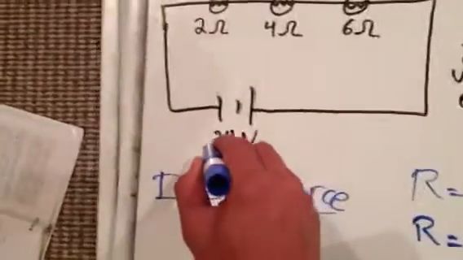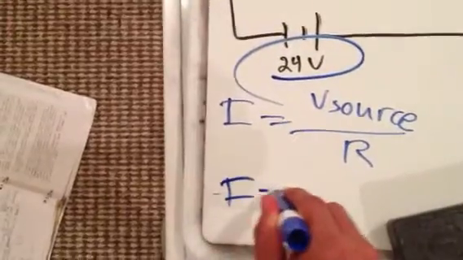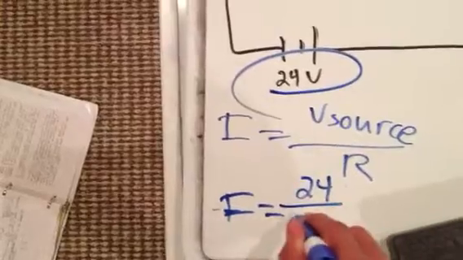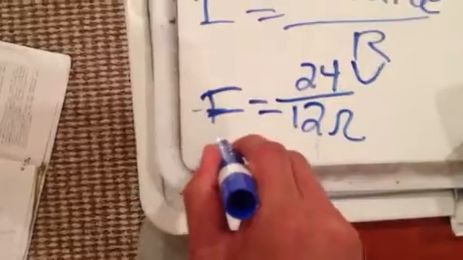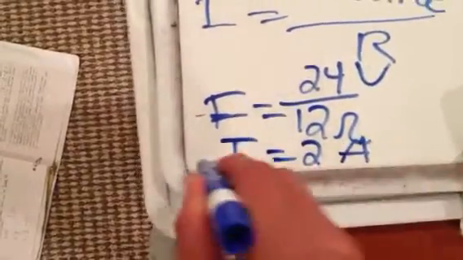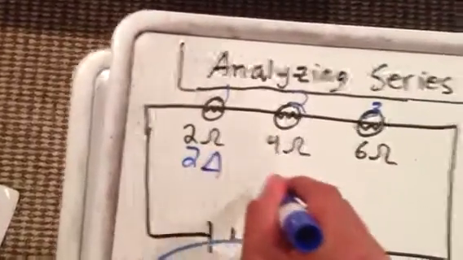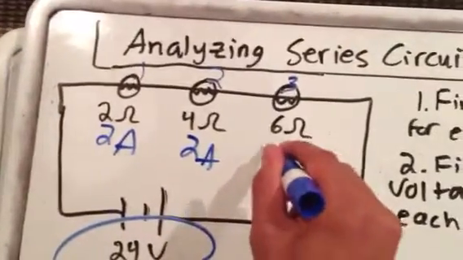And our V source is 24. So let's plug in some numbers. So I equals 24 divided by 12. And so I equals 2 amps. And then, like I said, amps are the units for current. So that means that the current in resistor 1 is 2 amps. In resistor 2 is the same, and it's the same for 3.